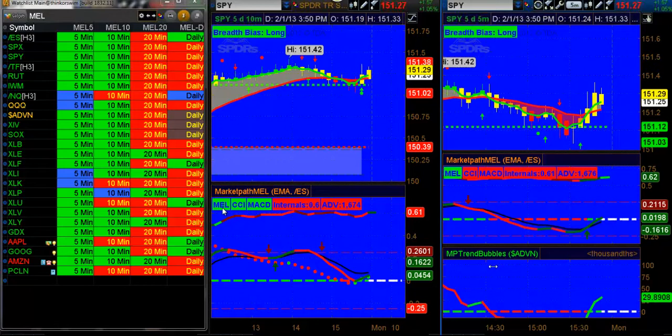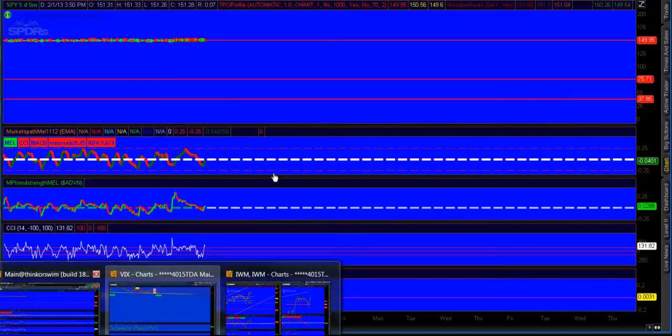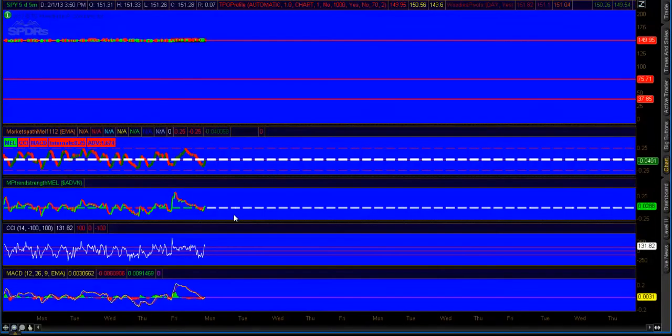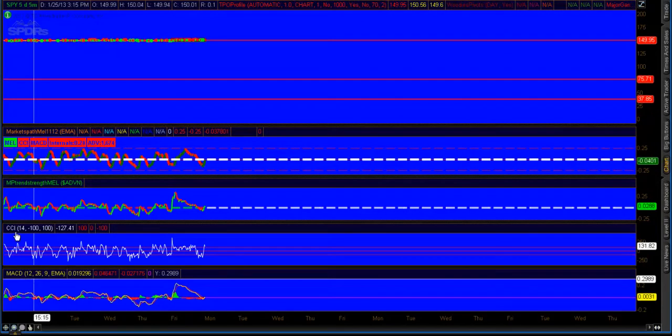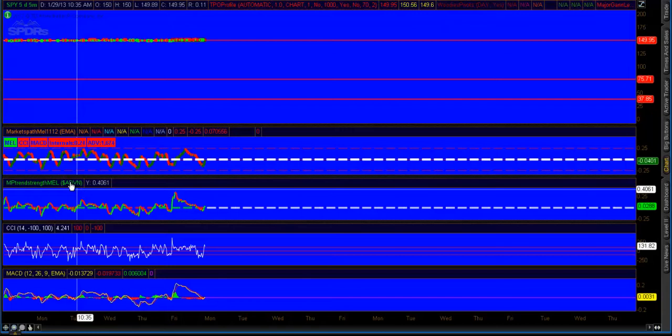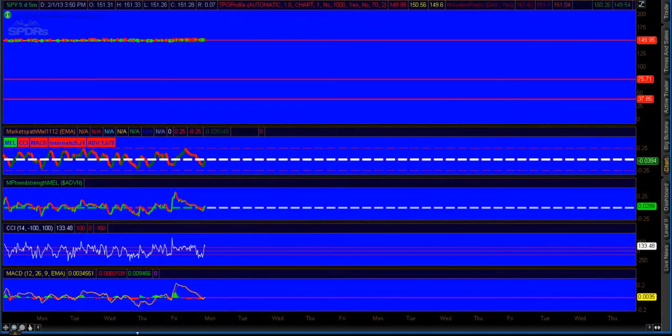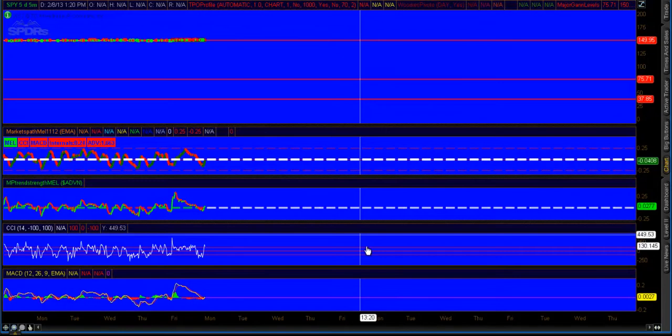So we have our MEL, and then these are just other indicators that anybody can typically get anywhere. Hang on one second, I will show you what it would look like if it wasn't all in there. These are all those indicators. Here's the MACD, here's the CCI, here's our advancing declining, and here's the MEL. You would have to have them all on these different levels.